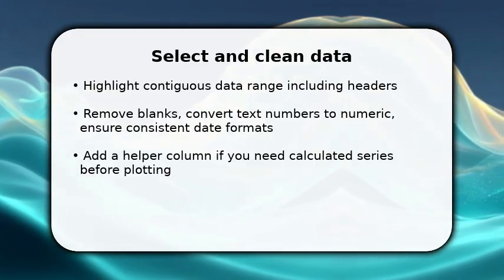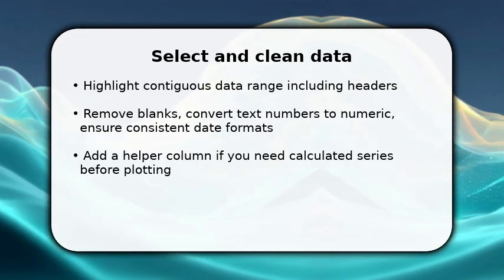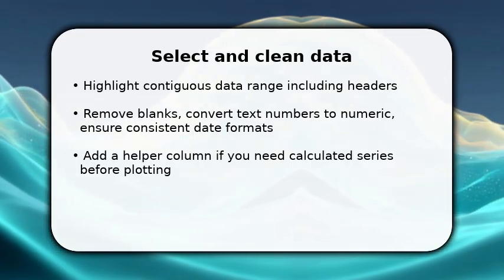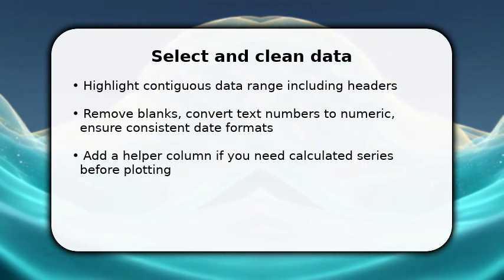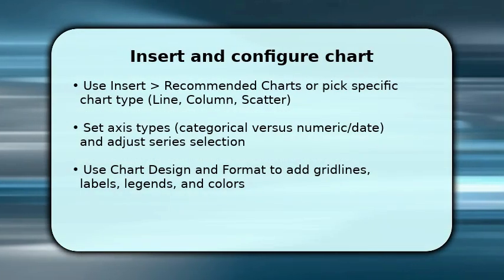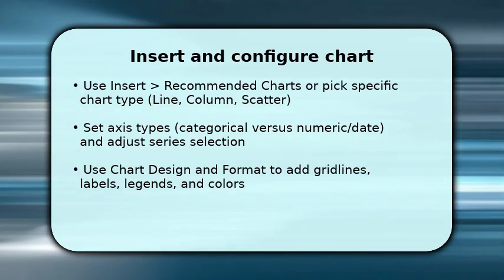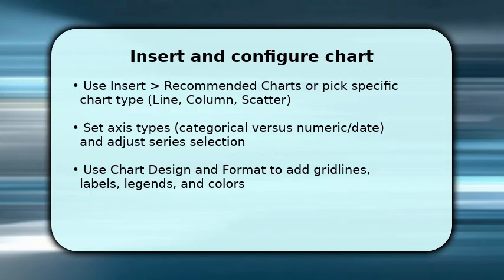By preparing the range and types correctly, you ensure Excel interprets categories versus values the way you expect, which prevents many common graphing errors. You now insert the chart. Choose recommended charts for a quick start or pick line, column, or scatter when you need control. Once inserted, make sure axis types match your data: categorical axis for labels, date or numeric axis for continuous time or measurements, because that changes scaling and interpolation.